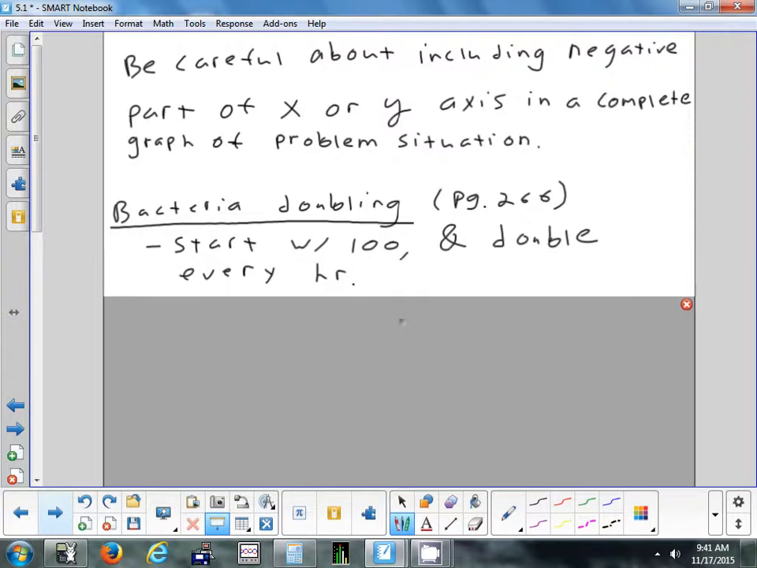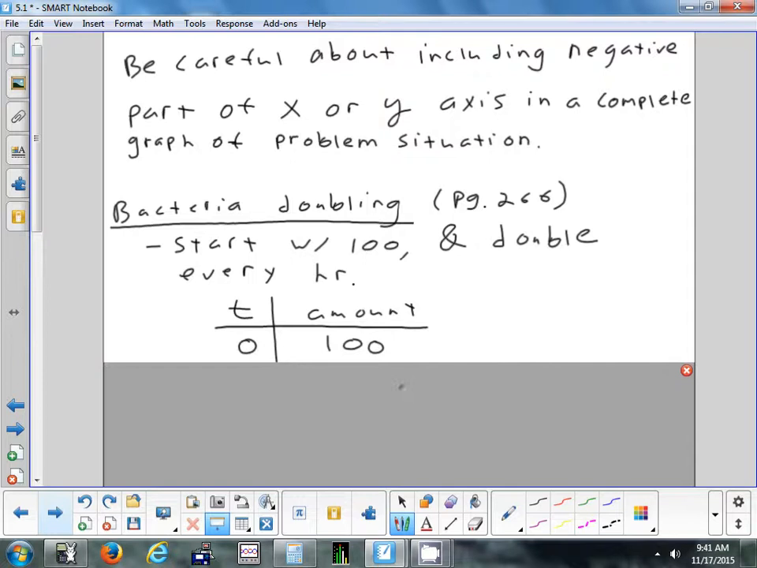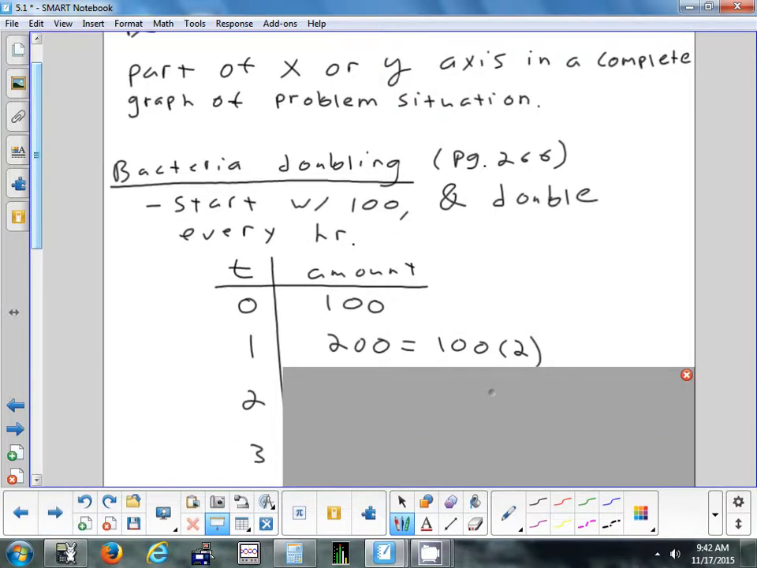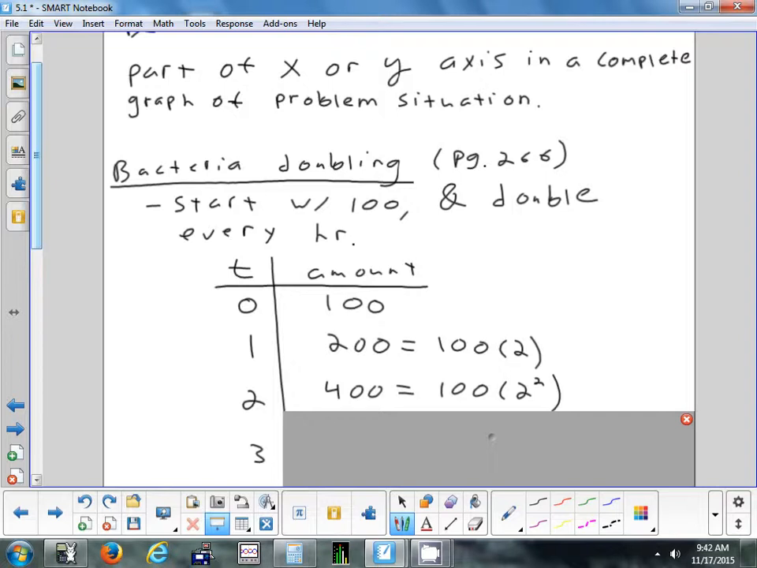Let's assume that in this one we start with 100 bacteria and it doubles every hour. So at the very beginning, we'll call that time 0. We have 100. How many bacteria would we have after an hour? We'd have 200, which I'm going to write like this. Think of it as 100 times 2. How many bacteria after 2 hours? 400, which I want you to think of as 100 times 2 to the second.